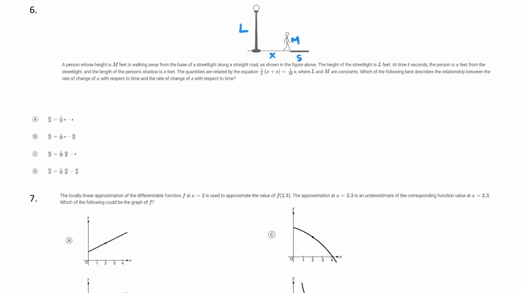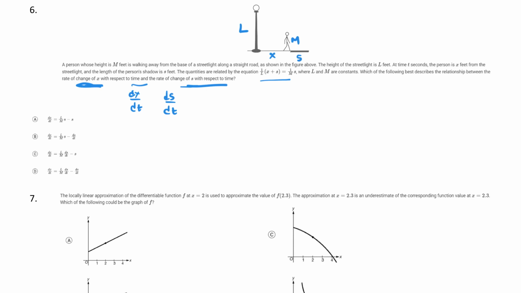Okay, so then it says the quantities are related by this equation. They gave us the equation, how nice, where L and M are constants. Which of the following describes the relationship between the rate of change of x and the rate of change of s? So we need dx dt and ds dt, with respect to time.